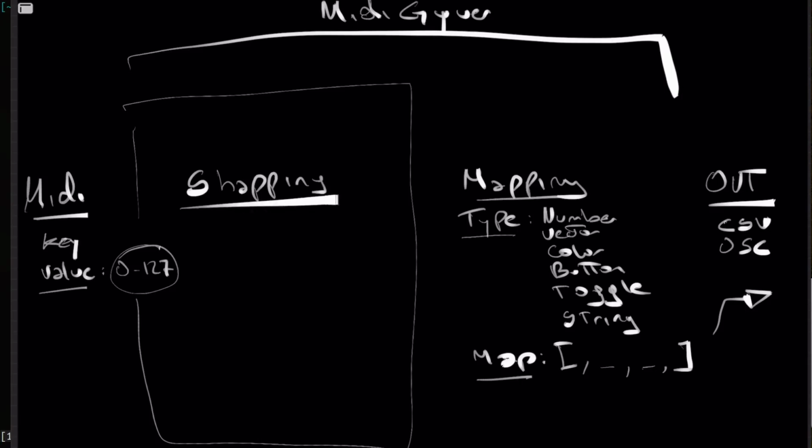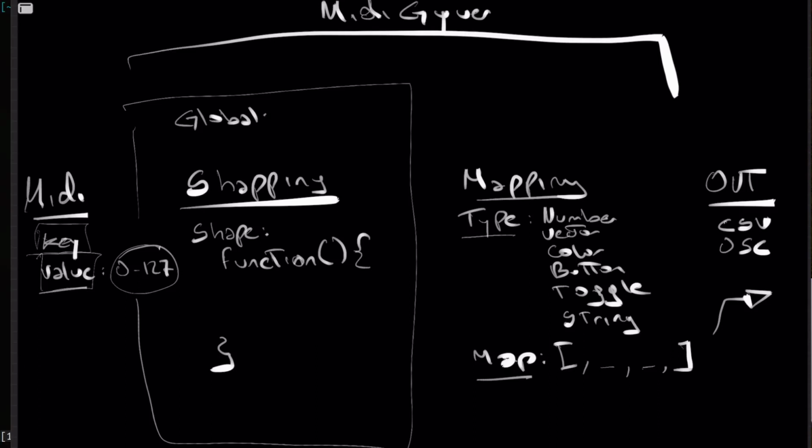So what is shaping? Shaping is going to be another entry called shape, and the shape is going to be a JavaScript function. This function is going to receive some variables. So we're going to have access to the key number, to the value, and we're also going to learn that inside this JavaScript context you can have globals. Then you will use all that data, process it, and return something.